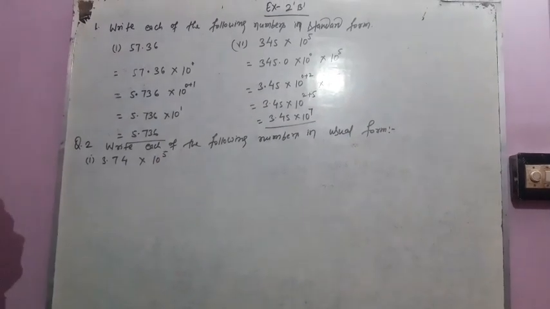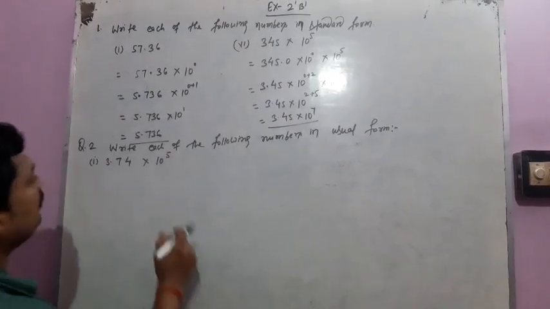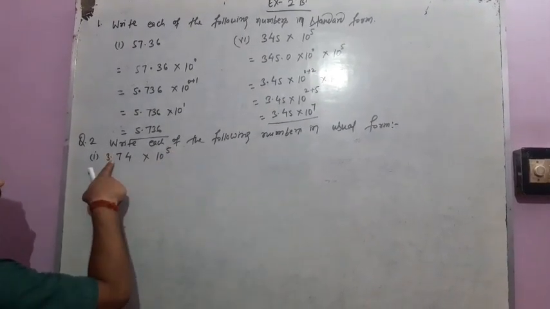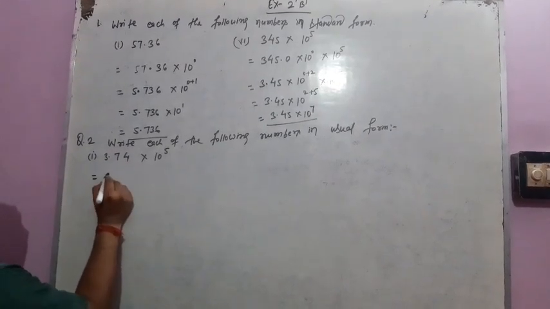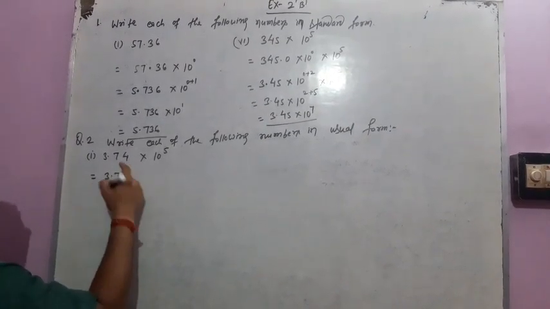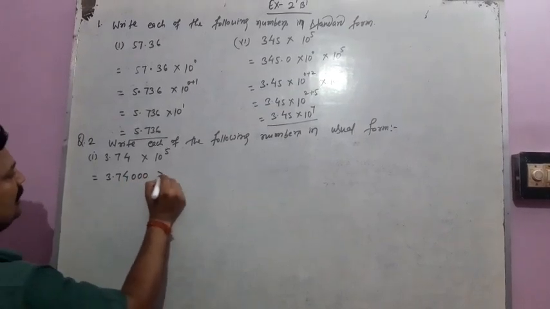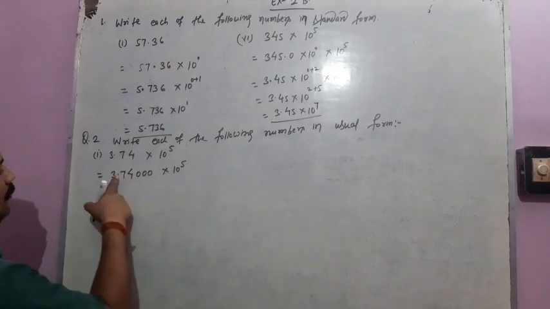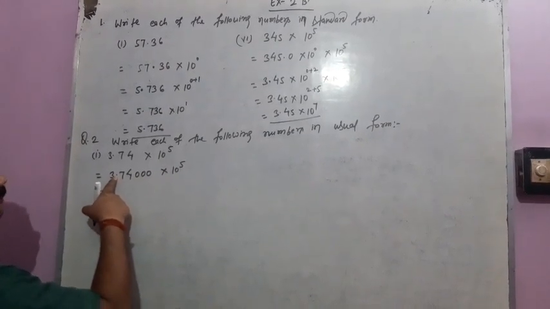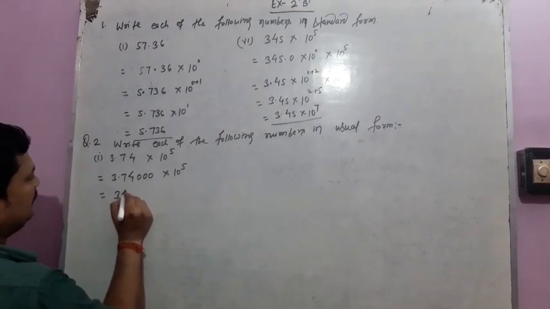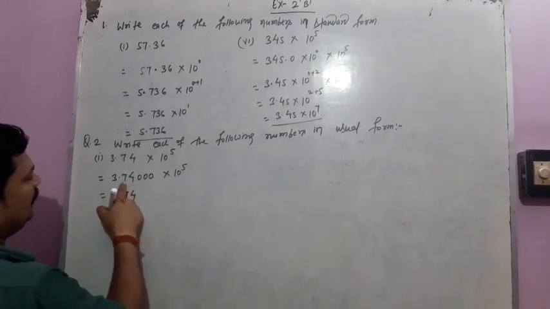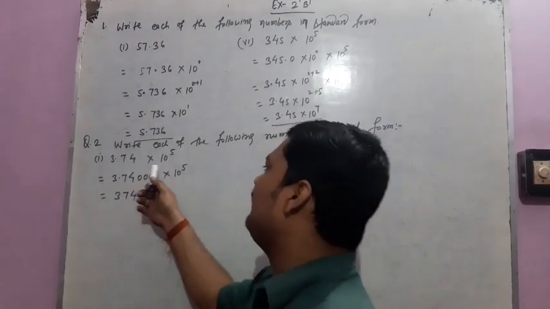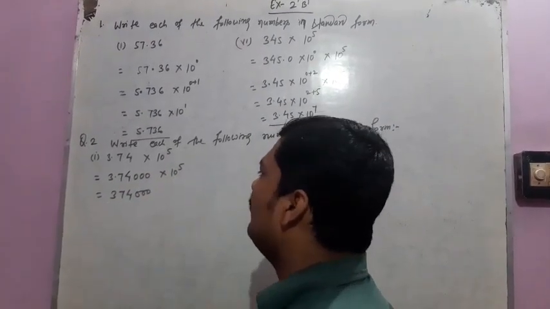For writing the number in its usual form, we have to check what the power of 10 is. Here the power of 10 is 5. So after the decimal, 5 digits are required. Here only 2 digits are present. So we have to put 3 more zeros. The power of 10 is 5, so we have to move the decimal 5 places towards the right side. So 3.74, 1 2 3 4 5. So the usual form of 3.74 into 10 to the power 5 is 3,74,000.